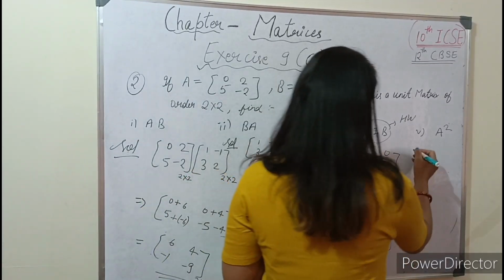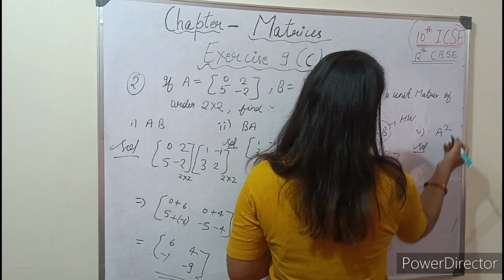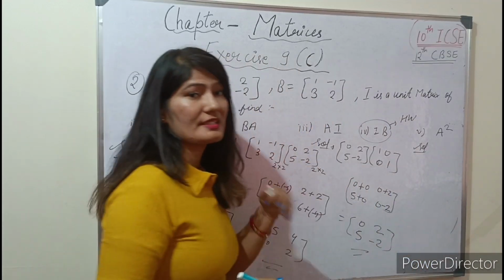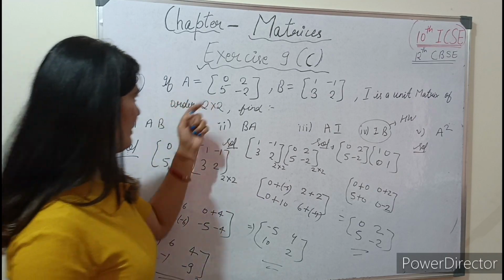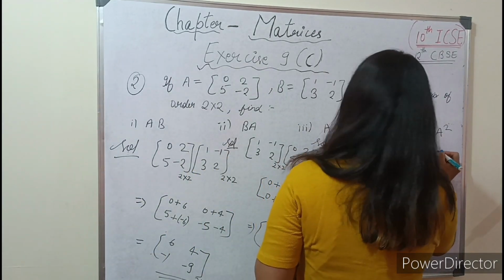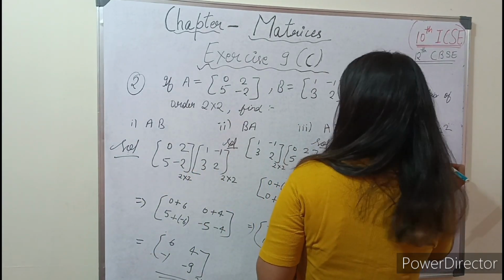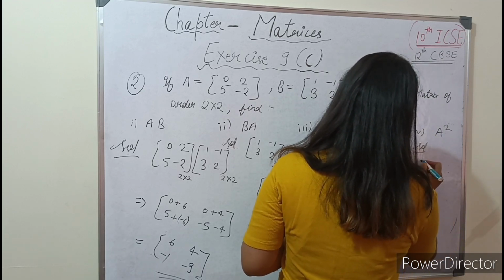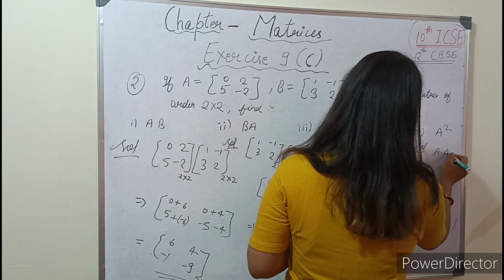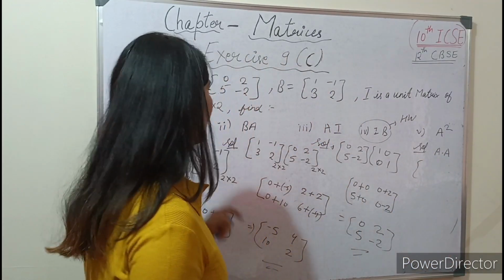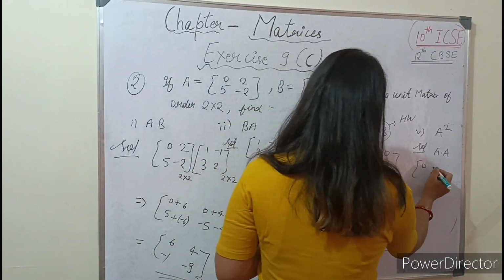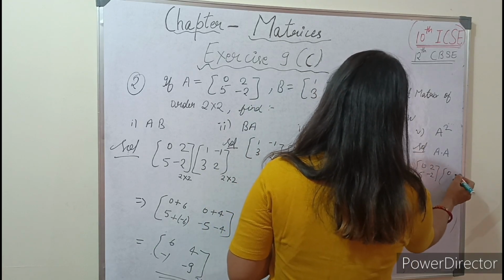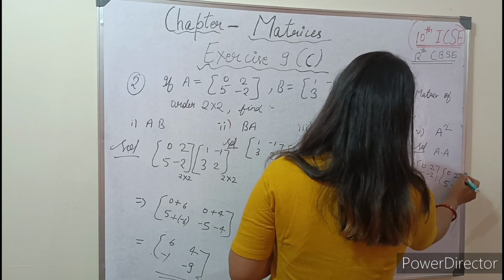So let's start solving this. So here this is A square. So A square means you write the matrix, you write the same matrix 2 times. So here the matrix A is 0, 5, 2 and minus 2. Okay, one second, I am writing this side. We can write A dot A because A dot A means A square. So 0, 2, 5, minus 2, multiply by 0, 5, 2, minus 2.